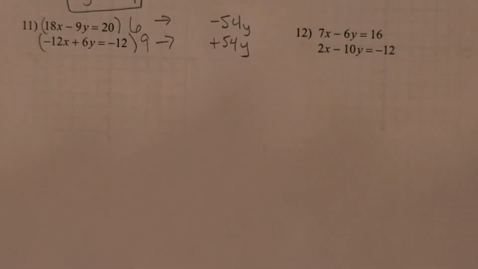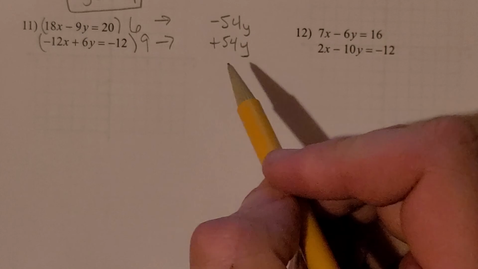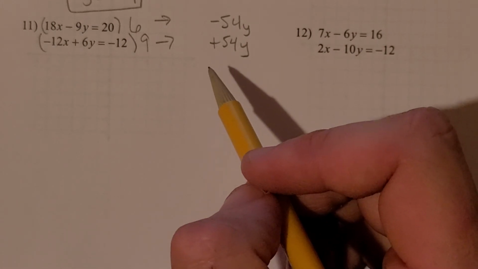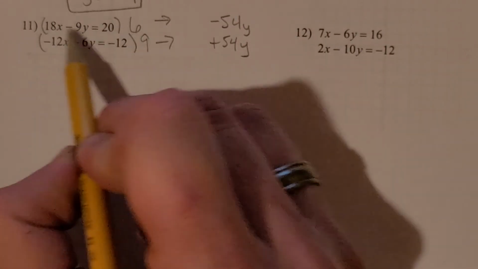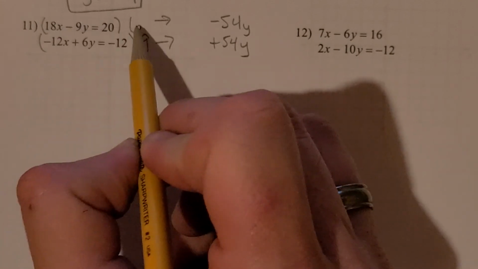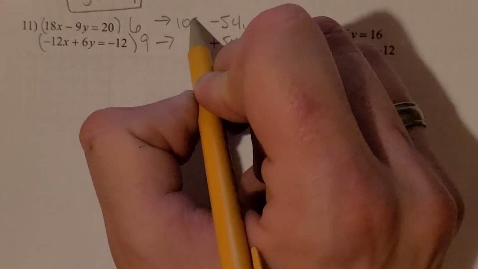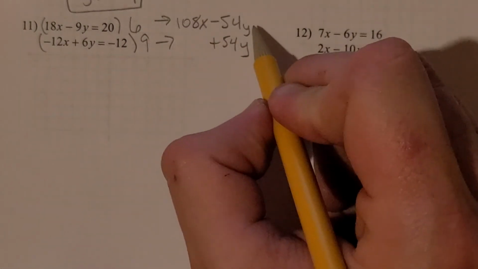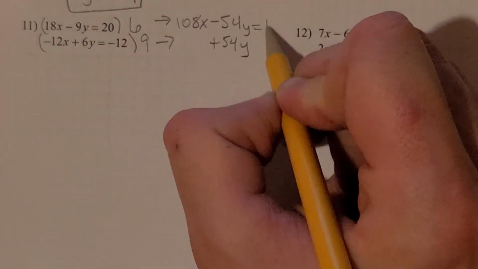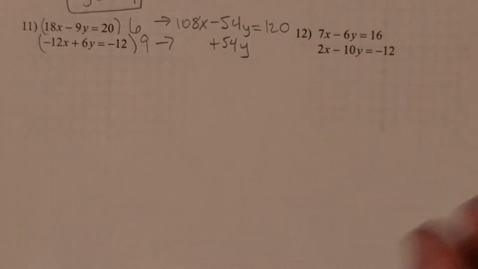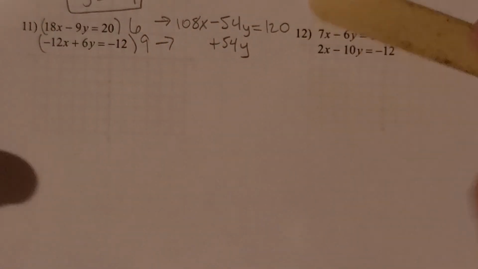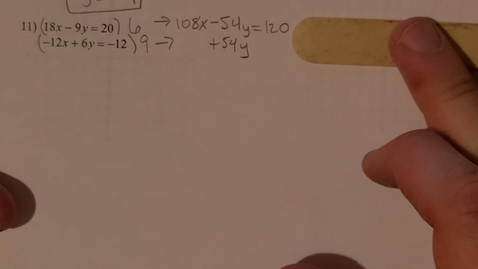Notice just that switching of it gave me opposites. So I have a negative 54y and a positive 54y. Those are going to cancel out. But don't forget, you've got to multiply everything by 6 here. So you'd also have to say 6 times 18x. Don't freak out just because it's kind of a large number. You've got calculators. Then 6 times 20. Okay, let's ignore this problem for a second, okay?